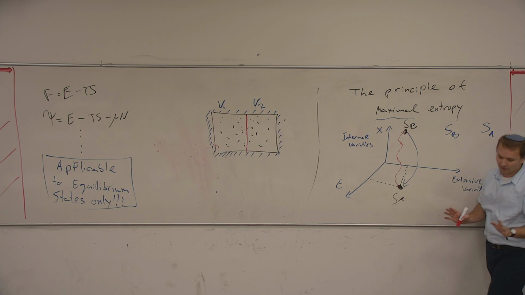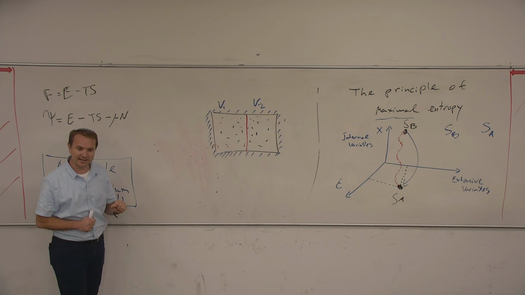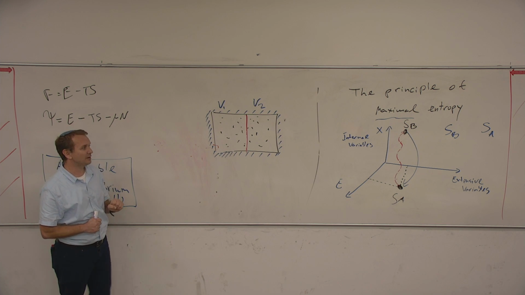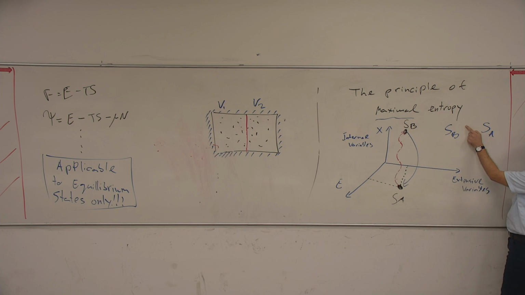You can do it adiabatic. I don't want to do it adiabatic. Otherwise, I cannot do it basically. And I will show you why. So if I have built this adiabatically, then SB is larger than SA. But I can do it not adiabatically.